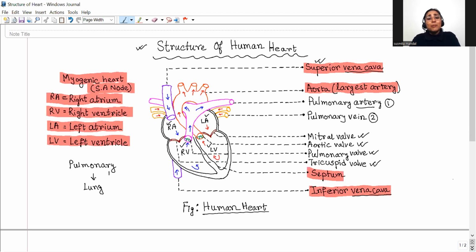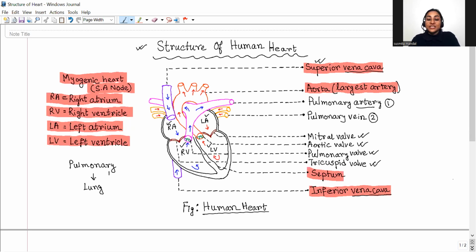Now, again, blood from the lung comes to the left atrium of the heart through the pulmonary vein. So that means the pulmonary vein carries oxygen-rich blood from the lungs to the left atrium. And that much part comes under the pulmonary circuit. So pulmonary circuit is a shorter part of the double circulation.